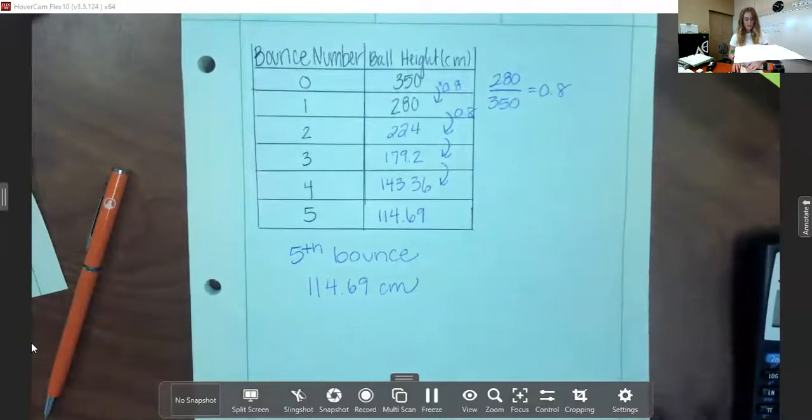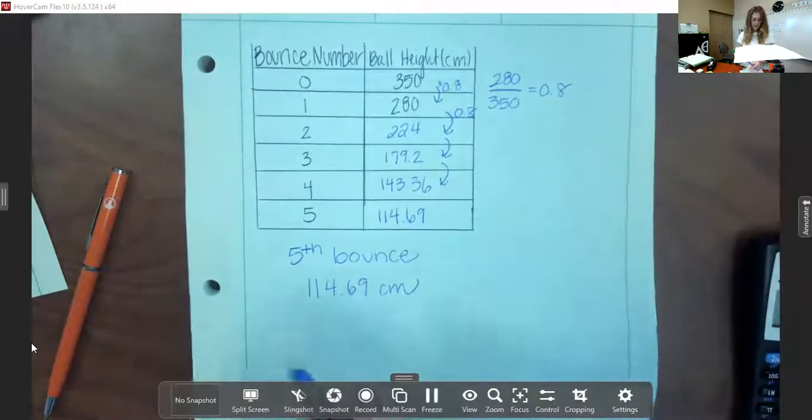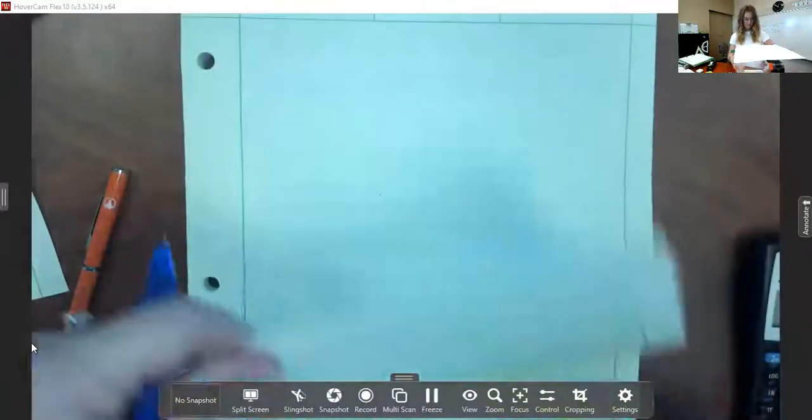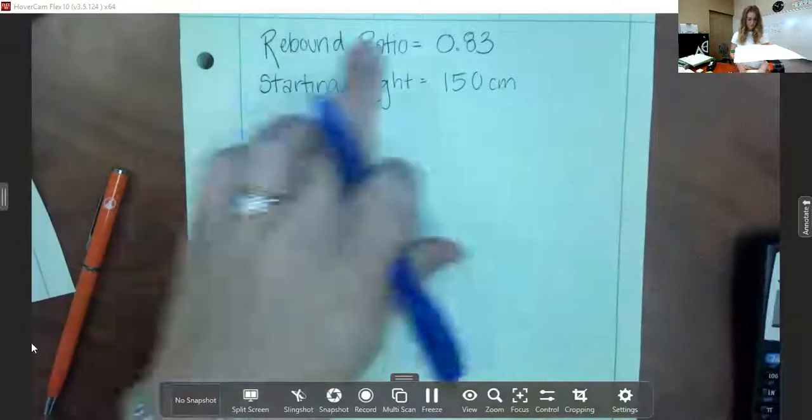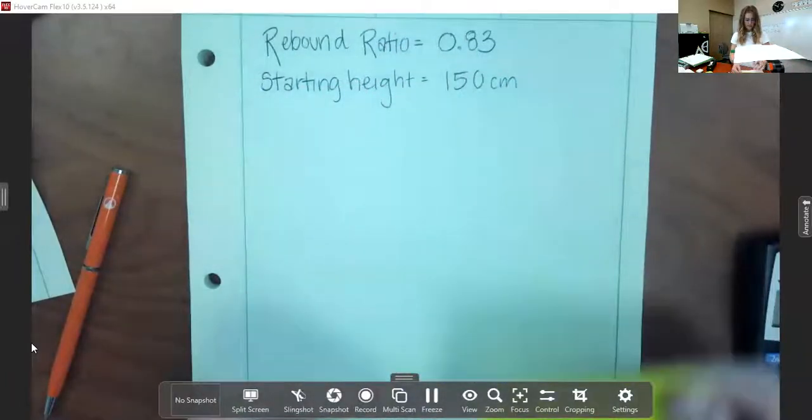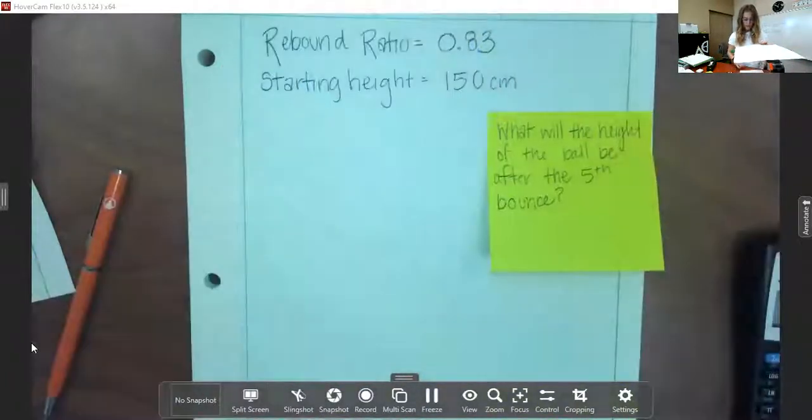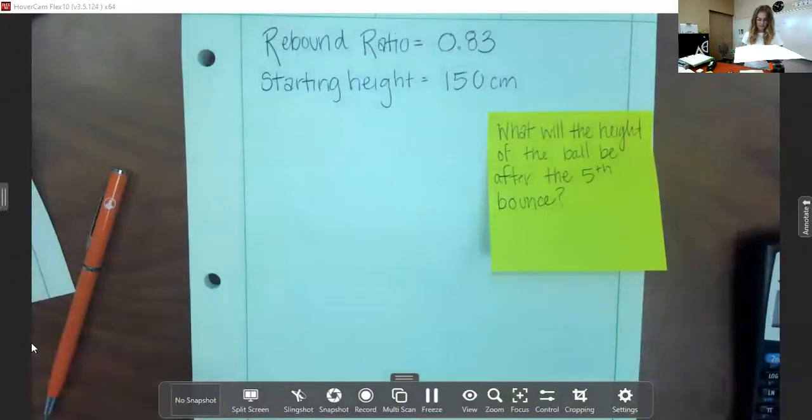All right, I'm going to give you even less information this time, and I want the answer to the same question. If I gave you the rebound ratio and the starting height, what will the height of the ball be after the fifth bounce? Pause the video here and try this one on your own.